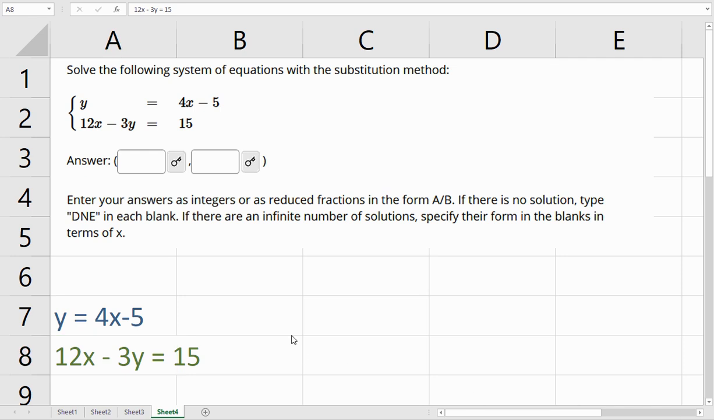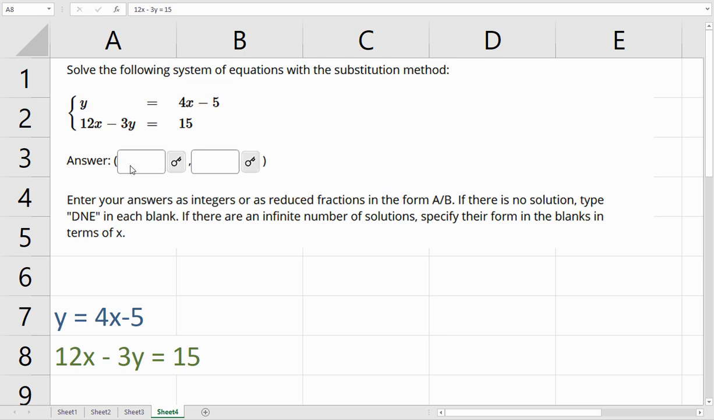All right, it's Professor McDonald answering this question, which has been a popular one. So I thought it would be a great one to make a new video for. This says solve the following system of equations with the substitution method.